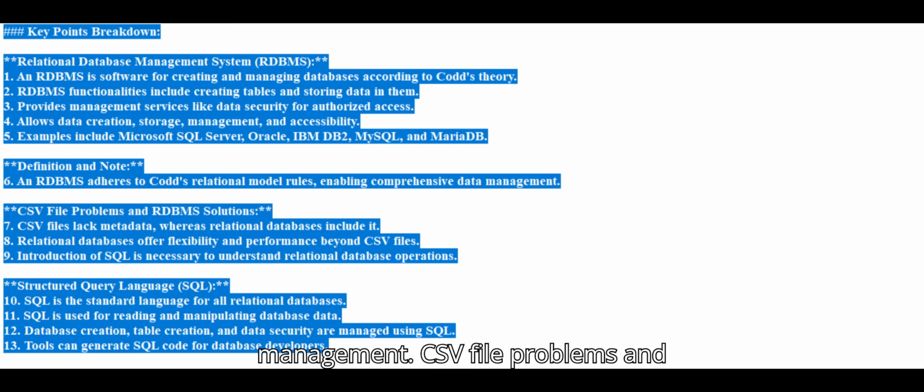CSV file problems and RDBMS solutions. 7. CSV files lack metadata, whereas relational databases include it. 8. Relational databases offer flexibility and performance beyond CSV files. 9. Introduction of SQL is necessary to understand relational database operations.